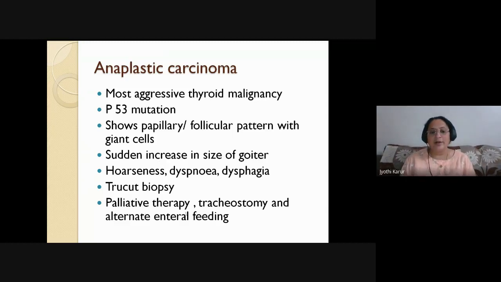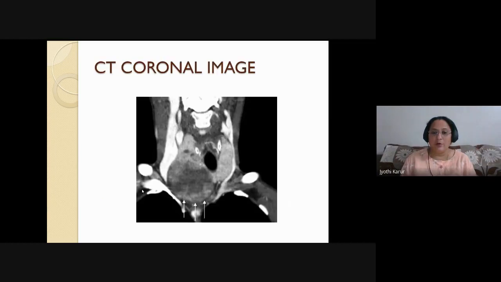What is the treatment? The patient would invariably have come in a very advanced stage. So you have to give palliative therapy in the form of tracheostomy and alternate enteral feeding, like feeding gastrostomy or jejunostomy, in order to sustain the nutrition. And for proper breathing, you have to do palliative tracheostomy, and the survival is less than 6 months. So within a few months, the patient is going to succumb to this disease.